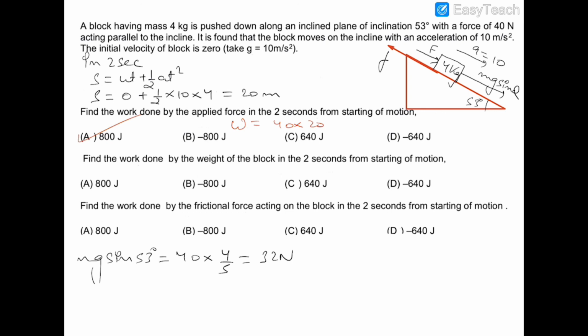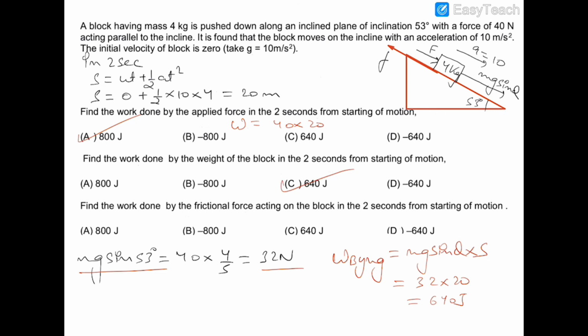Now the work done by the weight of the block in 2 seconds starting from the start of motion. So the component of weight is mg sine 53, which is 32 newtons, and the displacement is 20 meters. So work done by mg will be mg sine theta into s, and this will be 32 into 20, so it will be 640 joules with a positive sign. So the correct answer will be option number C.